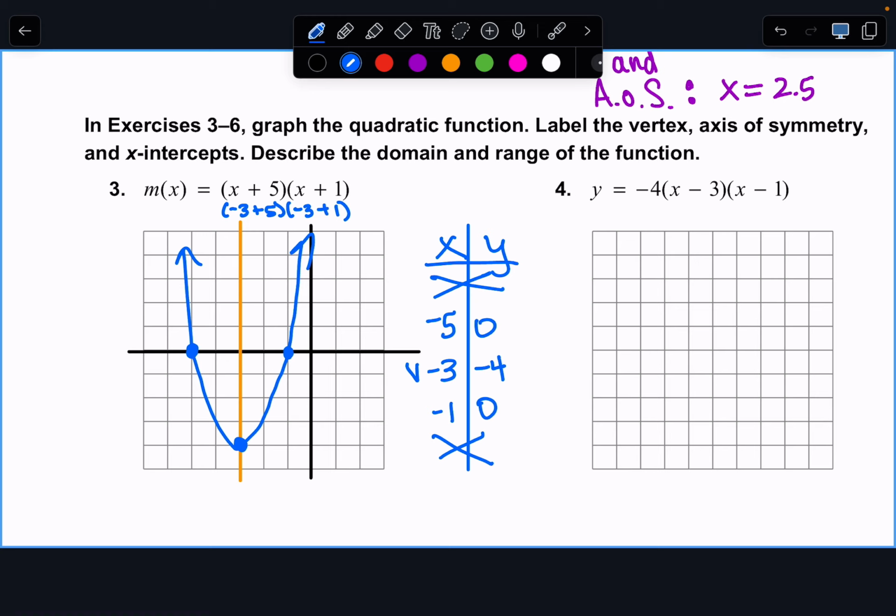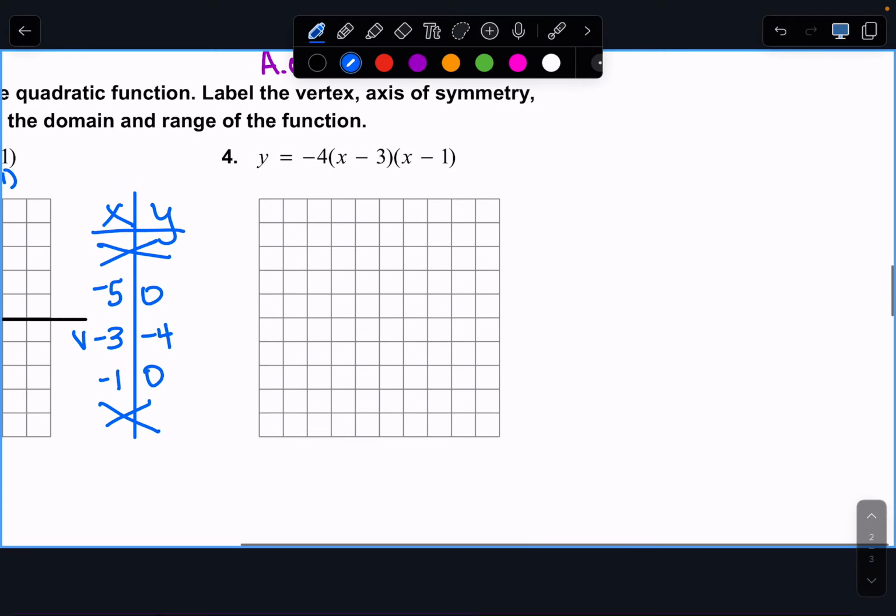All right, you are going to graph number 4 without my assistance.